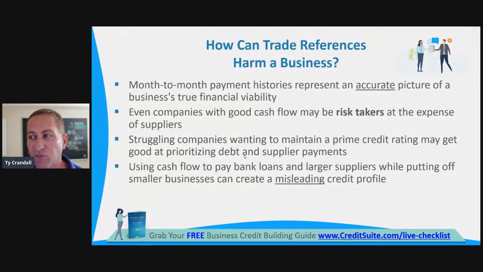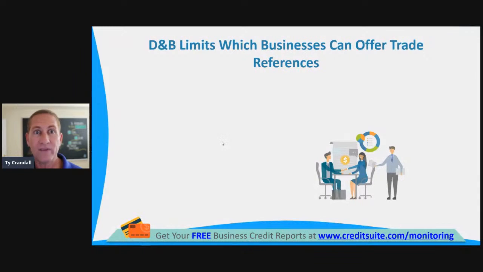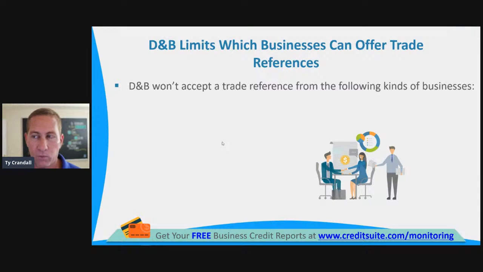So using cash flow to pay bank loans and larger suppliers while putting off smaller businesses can create a misleading credit profile. So this is why, again, how you pay all of your overall bills matters, because really what's on your business credit report is only a limited scope of how you actually handle your finances, especially since 97% of people you may pay don't even report those payments to the business credit reporting agencies.